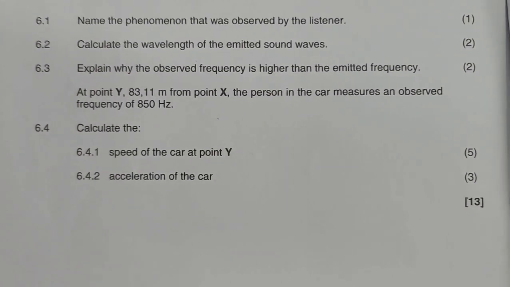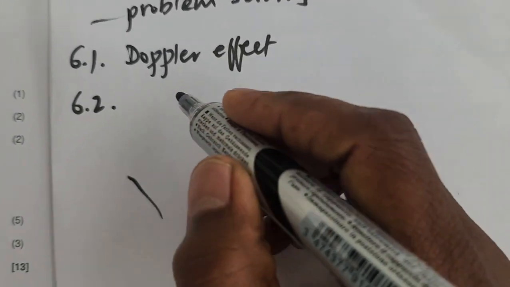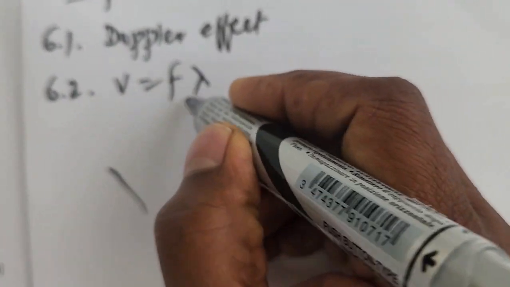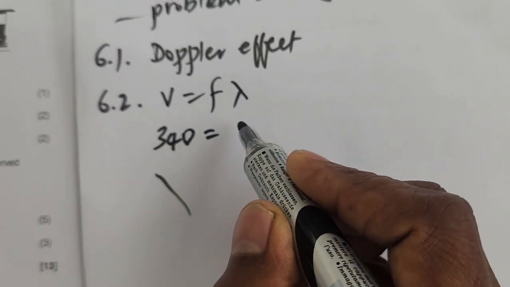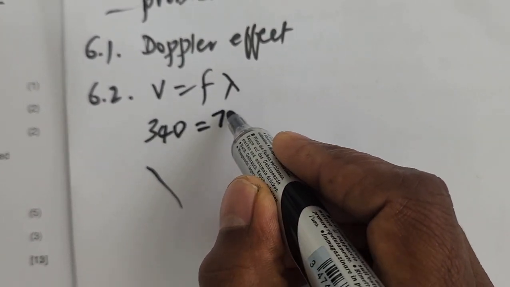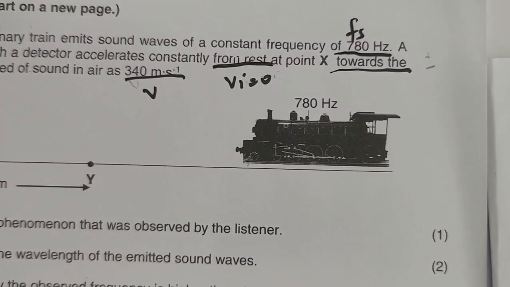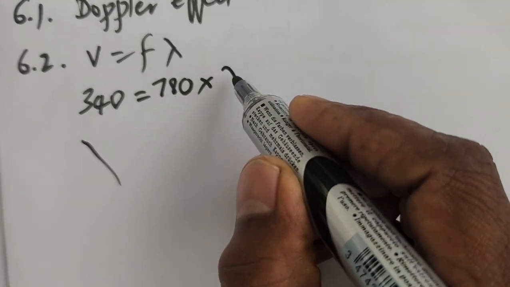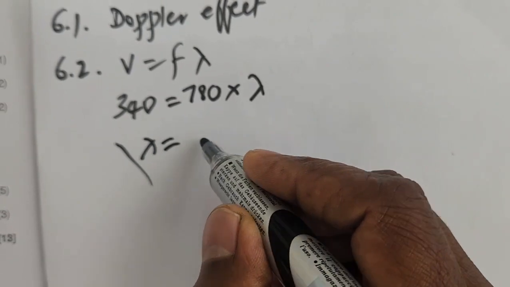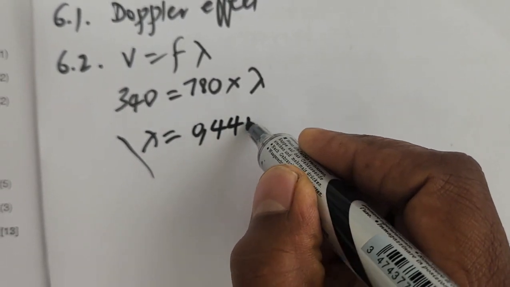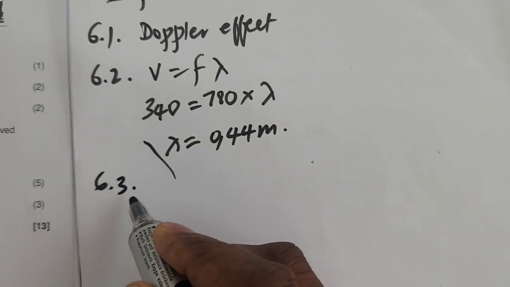Calculate the wavelength of the emitted sound waves. Remember, there's only one formula with wavelength. That is your V equals F multiplied by lambda. This is the speed of sound, which is 340 according to the question. Frequency is given as 780 from the statement, if you look at the statement on top there. Fine. And we are determining the wavelength, the lambda. Therefore, lambda will be 0.44 meters. If you use your calculator, you get 2 marks for doing that.